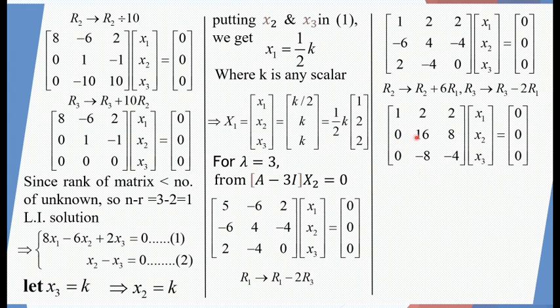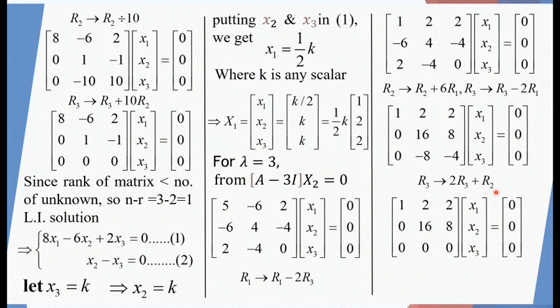Now see, can we make any of R2 or R3 0 with the help of R2 and R3? Yes, we can make. So applying R3 as twice of R3 plus R2, and after applying it, we can get 1, 2, 2, 0, 16, 8, 0, 0, 0. Now it is totally up to you whether you want to divide R2 by 8 or not. If you want to divide, then you can divide, and if you don't want to divide, then you can remain it as it is. Now the rank of the matrix is 2 and the unknowns are 3. So the same case arises, the system of homogeneous linear equation is consistent and the infinite number of solution exist.